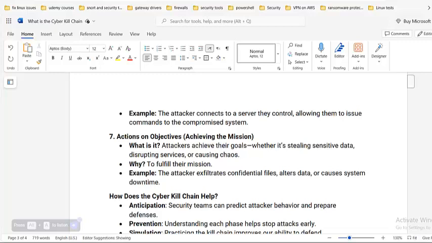Number seven, actions on objectives. Achieving the mission. What is it? Attackers achieve their goals, whether it's stealing sensitive data, disrupting services, or causing chaos. Why? To fulfill their mission, because they want to feel good about it, or they want to steal information, money, whatever, ransomware, you name it. Example: the attacker exfiltrates confidential files, alters data, or causes downtime, system downtime.